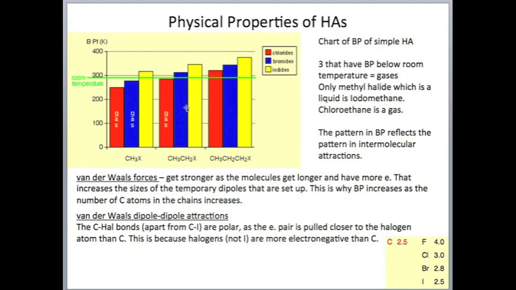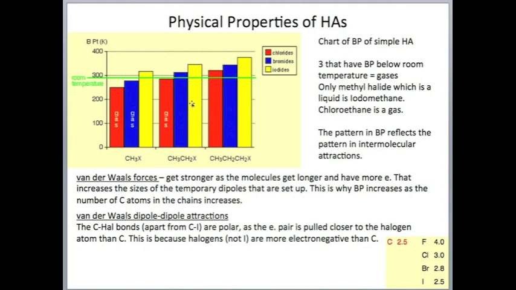And chloroethane is also a gas, which is this red one here. And the pattern in boiling point reflects the pattern in intermolecular attractions. So we have van der Waals dispersion forces, and these attractions get stronger as the molecule gets longer. Therefore, there are more electrons. So this increases the size of the temporary dipoles that are set up, and this is why the boiling points increase as the number of carbon atoms in the chain increases.